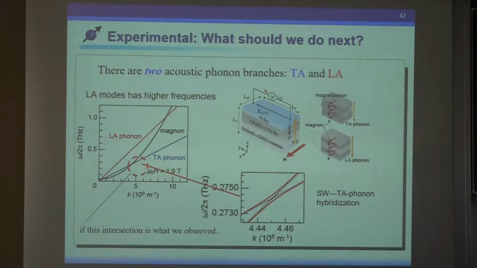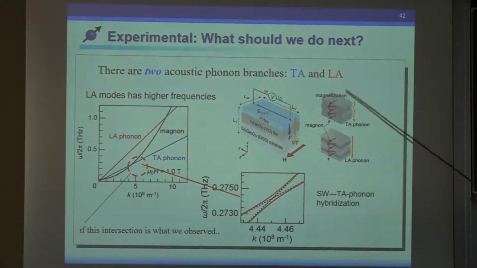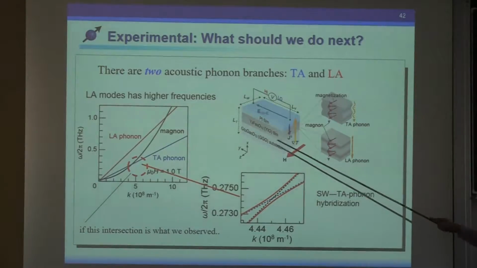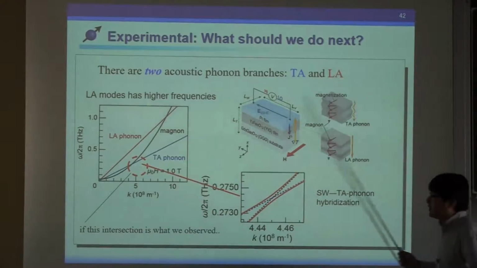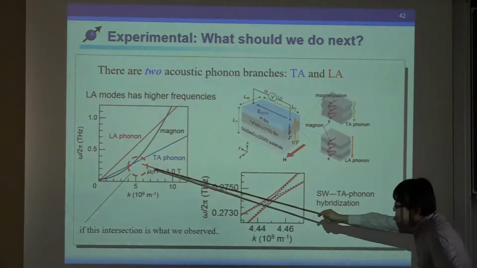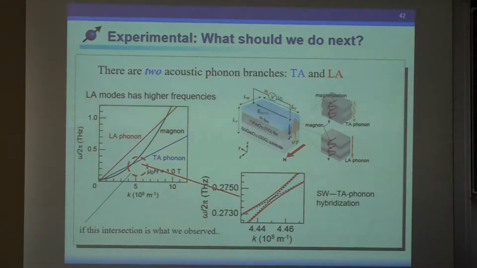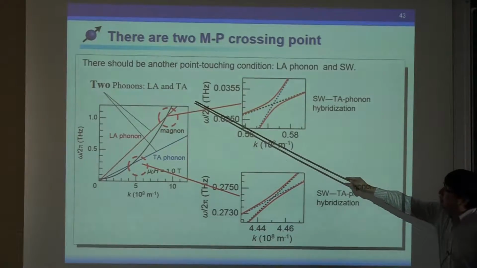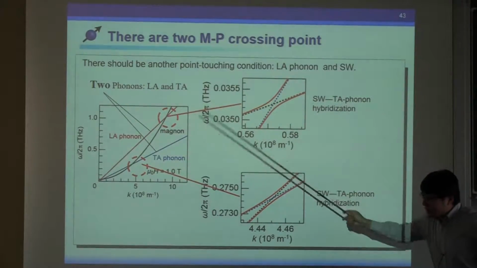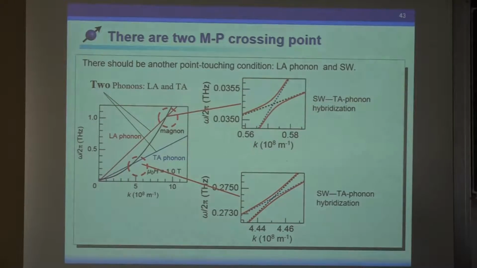Here, an important point. There are two acoustic phonons, TA and LA phonons. TA is like this. It's a transverse mode. LA is a longitudinal mode. There are two phonon branches. So if this intersection is what we found, there should be another intersection between the spin wave and the longitudinal mode, another intersection between the spin wave and the phonons.